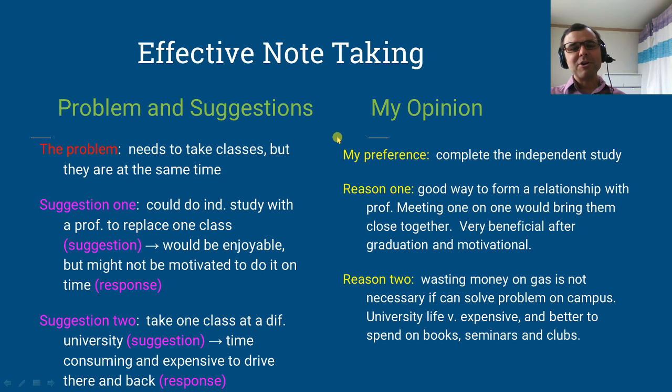Again, no matter what the topic of the conversation is, no matter what the problem is, no matter what the suggestions are, take your notes in the same way. Preference, reason 1, reason 2. It's universal. There's no surprises. Go into the test with confidence that you know how this type 5 question is going to be structured and what you need to do.